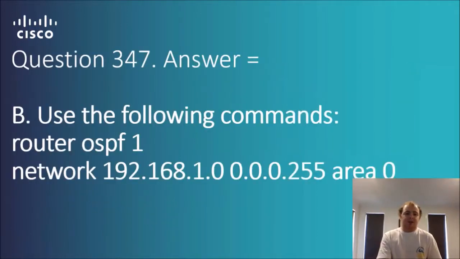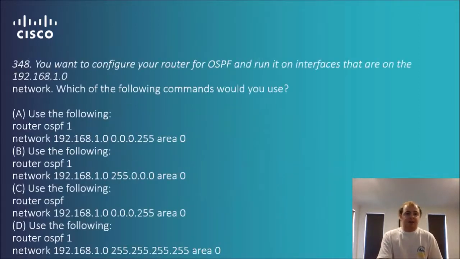So use the following commands: router OSPF 1, network 192.168.1.0, and then we've got a few little bits and pieces here. Obviously to configure it first, you need router OSPF, then the ID, in this case it's 1, and then we obviously need the network, and it's a wild mask we're using here, 0.0.0.255 at the end, and then specifying the area, which in this case is the backbone, area 0. And that's the answer there.